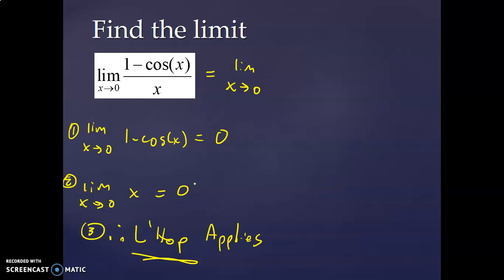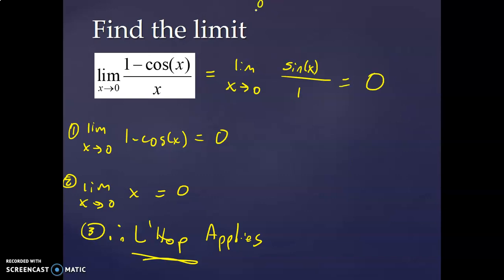Because the limit on the top and the bottom were both 0, and I'm using L'Hop, I'm going to take the derivative on the top and the bottom. The derivative of 1 goes away. The derivative of cosine would be negative sine. So the derivative of negative cosine is positive sine. And then the derivative of x is 1. Now when I plug in 0, I get 0 divided by 1, which is 0.